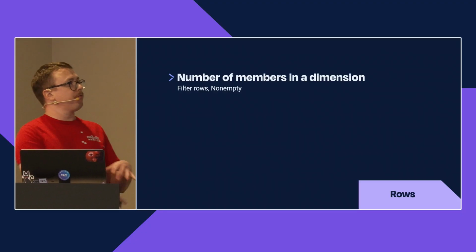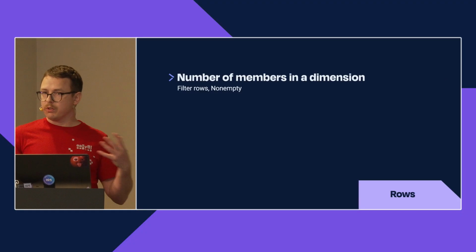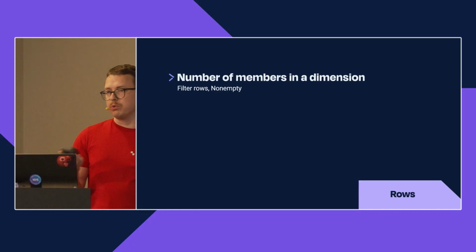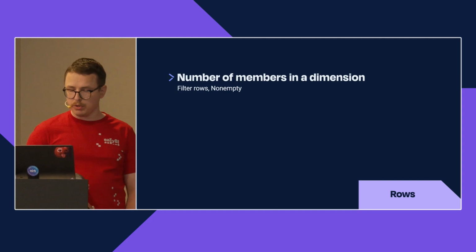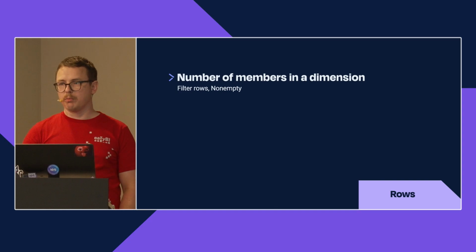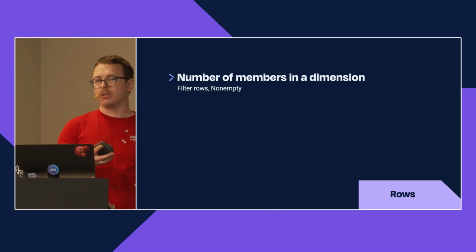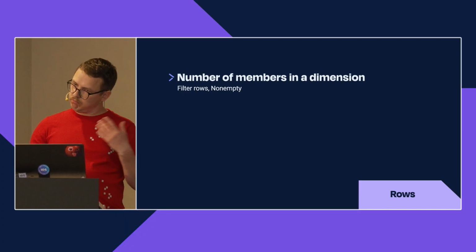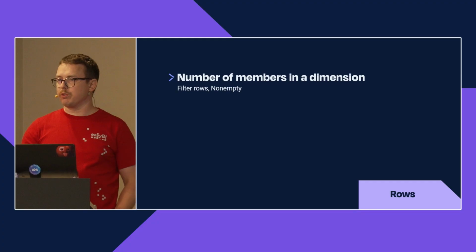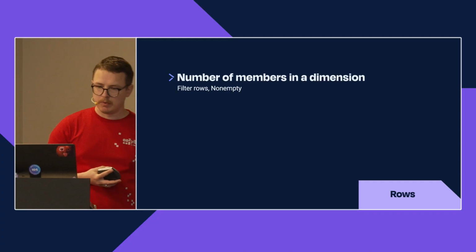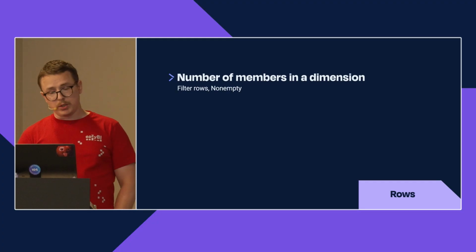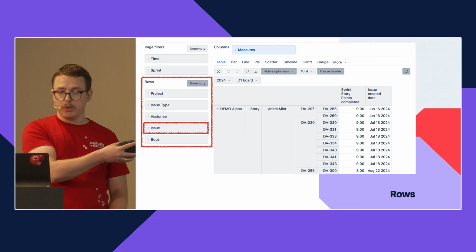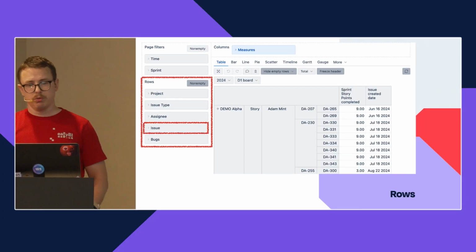So the number of members in a dimension, which is in the report rows, really matters. And the way you can reduce the report loading time is by filtering the report rows or by enabling the non-empty option. This non-empty option is always enabled by default for the issue dimension, which is usually the largest dimension in the JIRA issues cube.